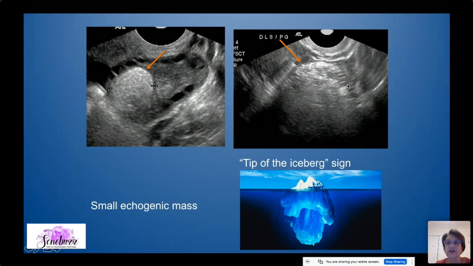This is a lesion that's why we have talked about the tip of the iceberg, because there is so much shadowing, and the shadowing in this case is probably from fat mixed with hair. You don't see the borders of the lesion. That's why it's called a tip of the iceberg.